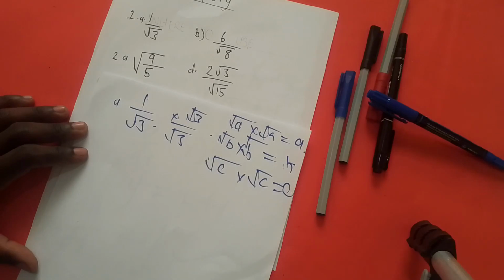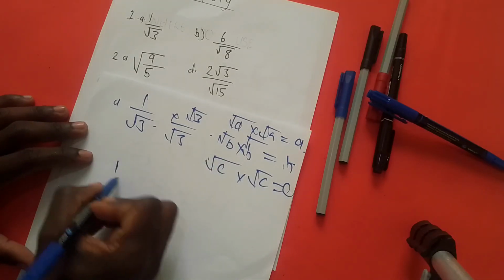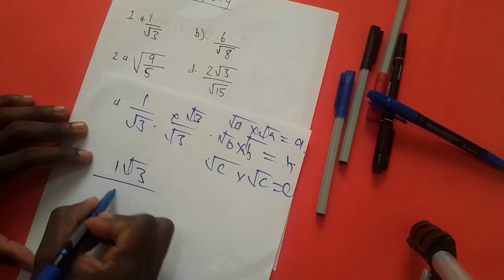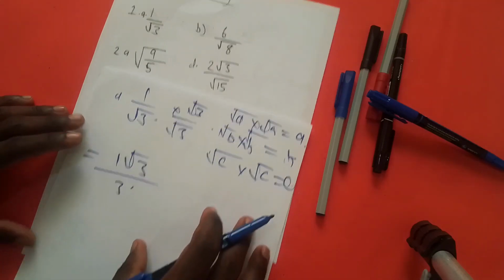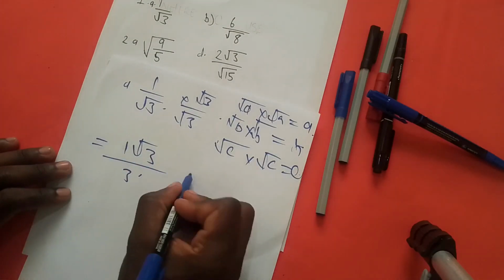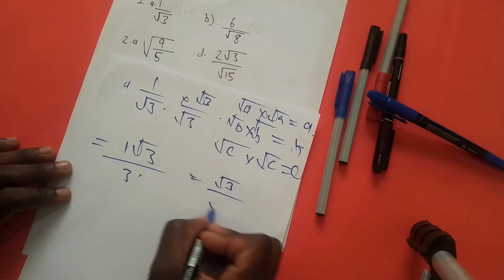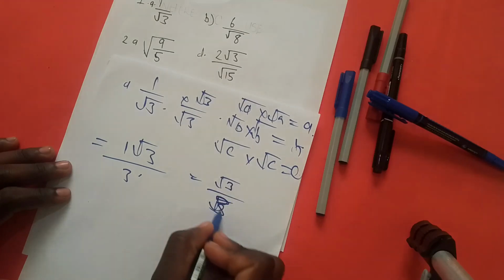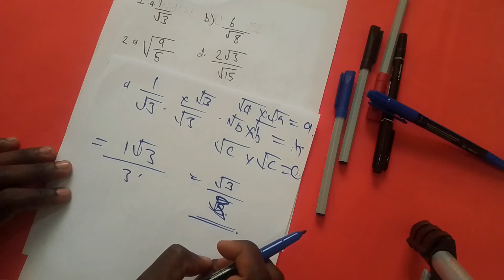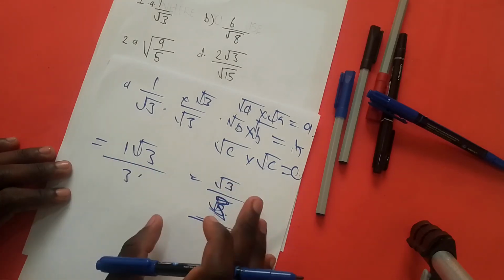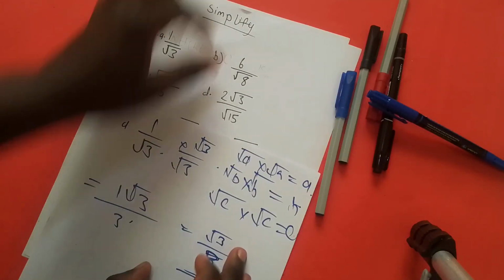So therefore, the solution now will be 1 root 3 over 3. This will be the solution. So 1 root 3 is just the same as root 3 over 3. So this is the solution. Root 3 over 3, that's the solution. Okay, so therefore we have question b again.